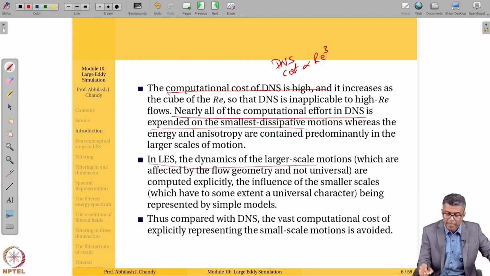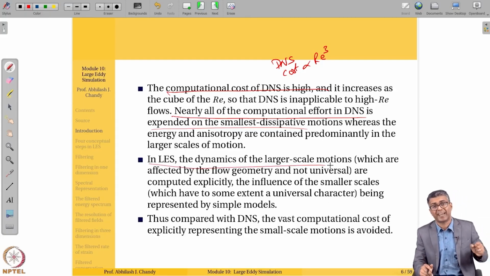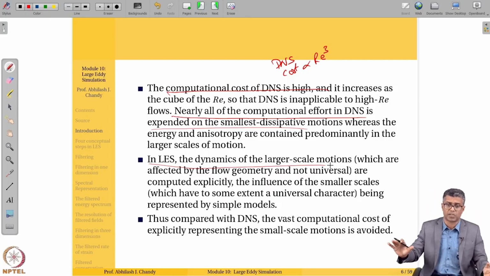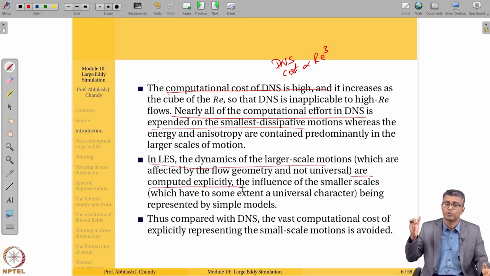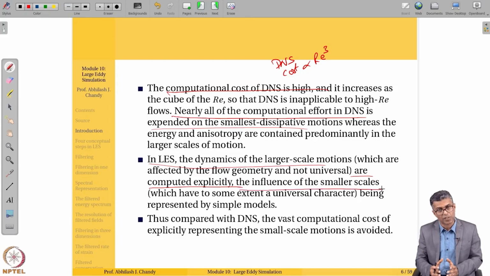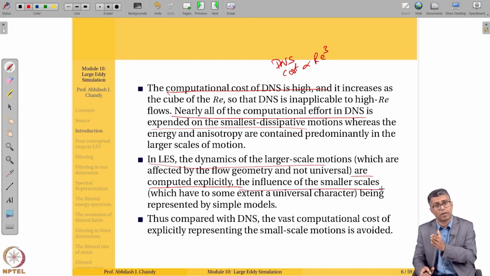Second point, in LES, the dynamics of the larger scale motions, which are affected by the flow geometry, are not universal. We know that from Kolmogorov's hypothesis. Anything in the large scales is anisotropic, which means they are not universal. On the other hand, the small scales are universal. The large scales are computed explicitly, while the influence of smaller scales, which have a universal character, isn't it? According to Kolmogorov's hypothesis, they are universal. That is the universal equilibrium range.